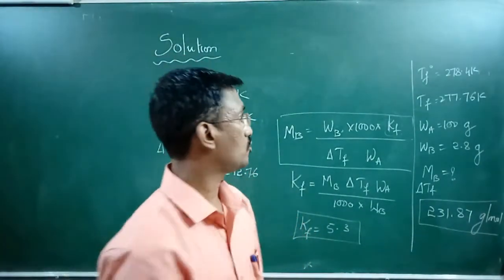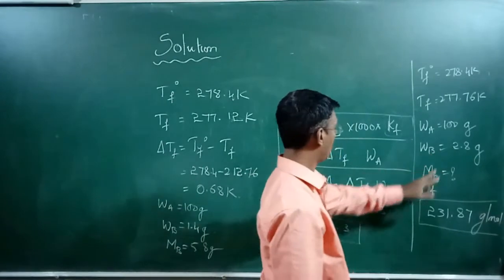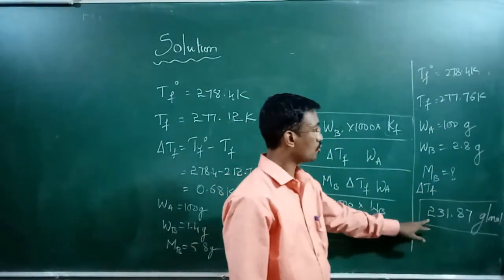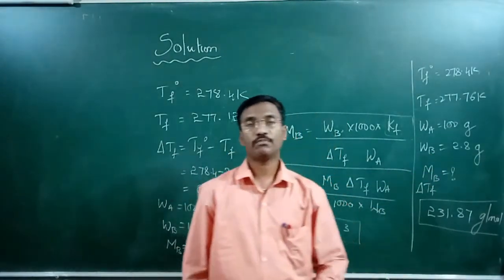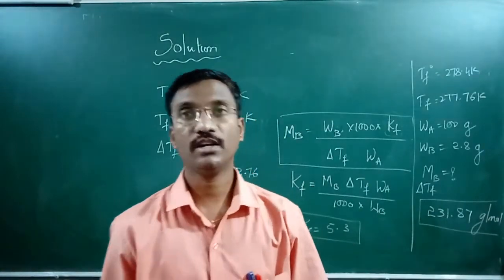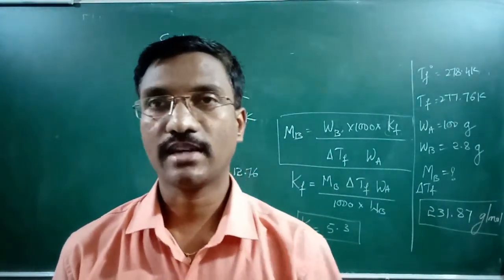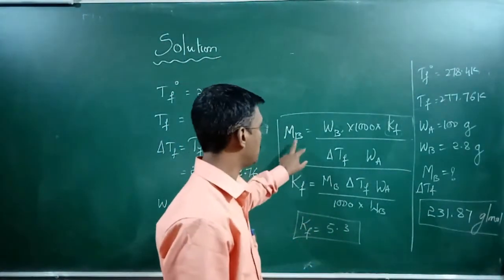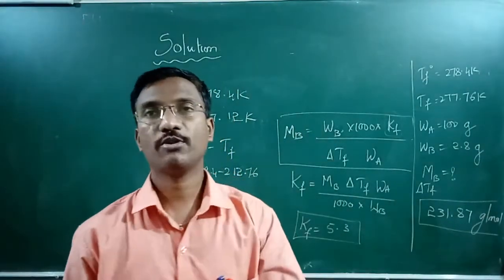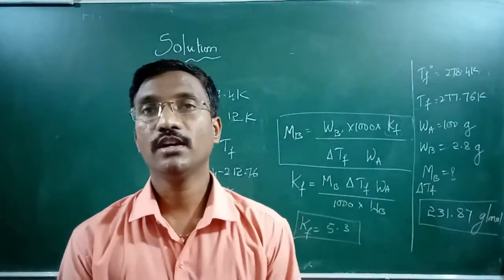That is 2.8 gram of the solute. Therefore, the final answer is 231.87. But in the notes, I have not mentioned the second problem calculation, meaning the calculation of MB. Simply I have written the formula. Why? Because you have to solve that one. Okay, so this is the first problem.